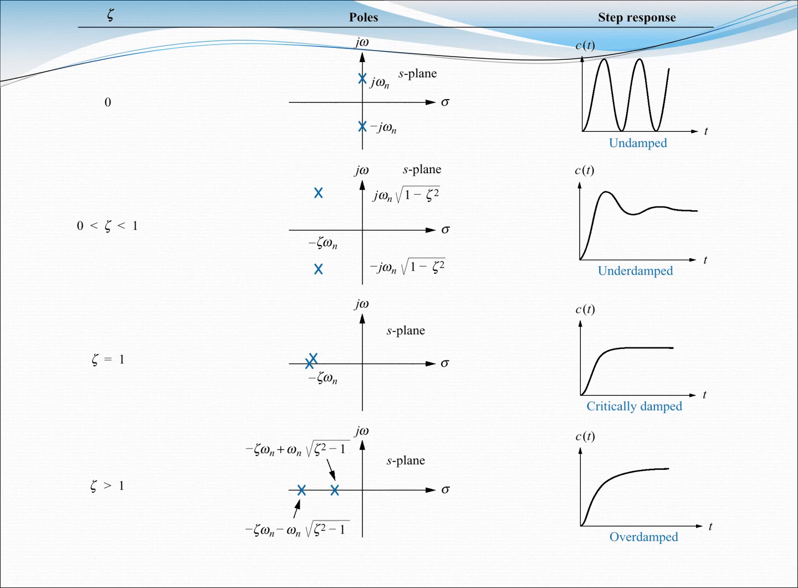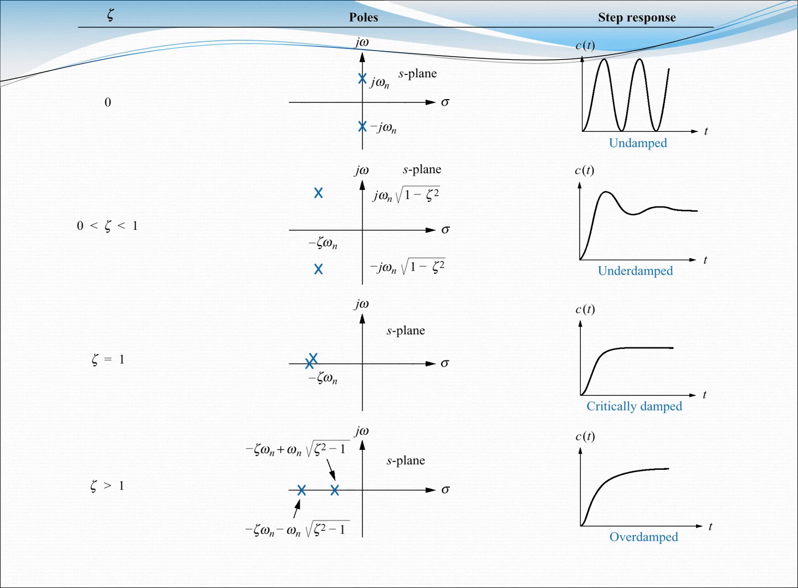Next, this slide clearly shows how changes of zeta produce different categories of output response c(t). Here you can see the first column is the condition of zeta, the second column is the characteristic of the poles, which are the poles of the characteristic equation, and the last column is the output response c(t). So let's look at them one by one.